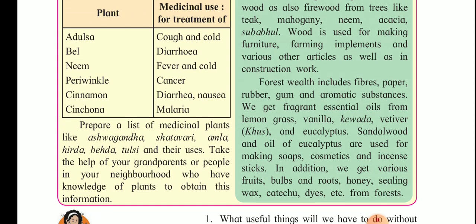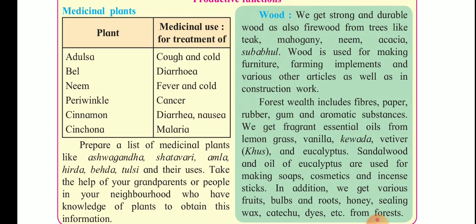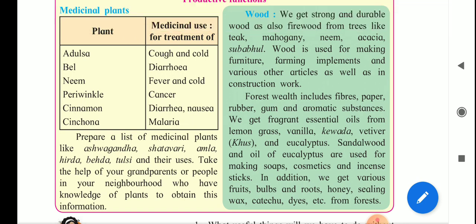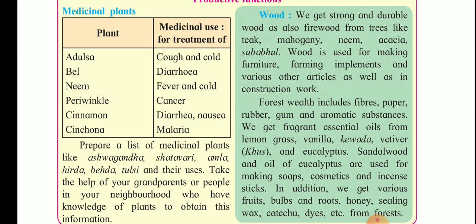Now prepare the list of the medicinal plants like Ashwagandha, Shatavari, Avla, Hirda, Behada, Tulsi and their uses. So now this also all of you know, the uses of the Tulsi. Tulsi has multiple uses. It is used for curing cold, cough, for skin diseases and other uses.